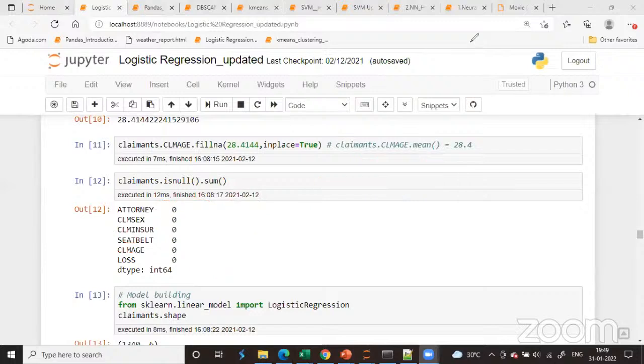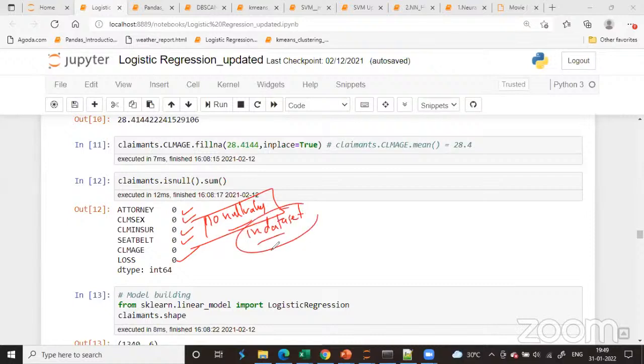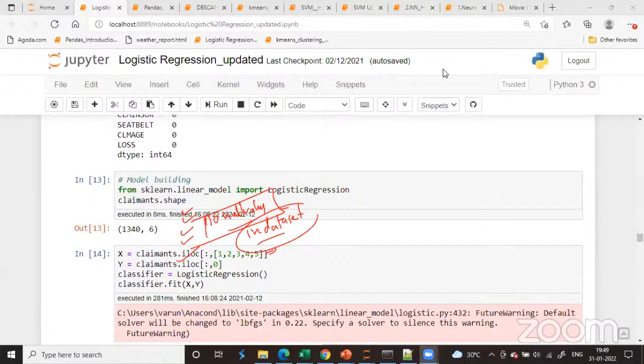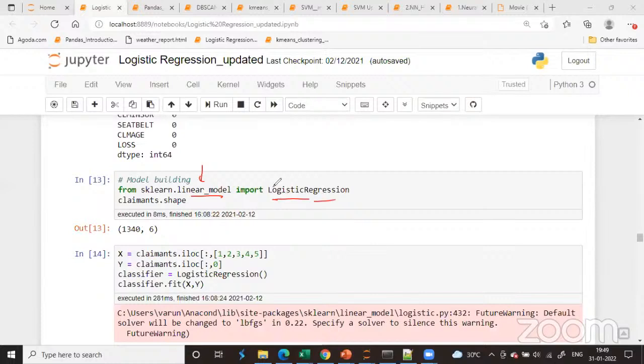Now, once you have imputed all your columns, you see there are no null values for us. There are no null values in our data set. So that means we can proceed forward and start building our machine learning model, which is logistic regression. From sklearn.linear_model, import your logistic regression. These are the number of rows, these are the number of columns that you have.